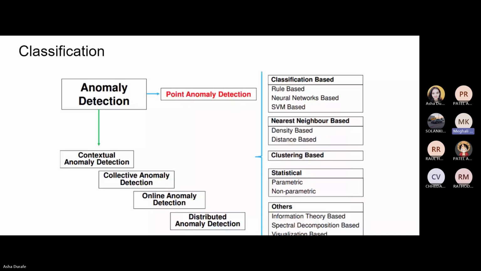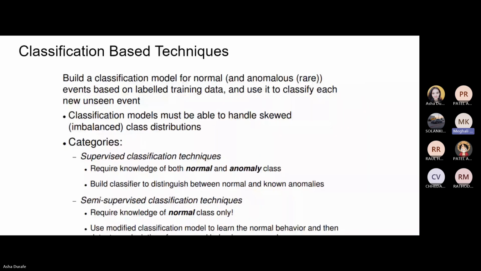In that, we have density based or distance based. Then clustering in unsupervised learning, statistical, parametric or non parametric. And there are many more like information theory based or spectral decomposition based or visualization based. There are many more algorithms which exist in literature. We'll see classification based techniques.